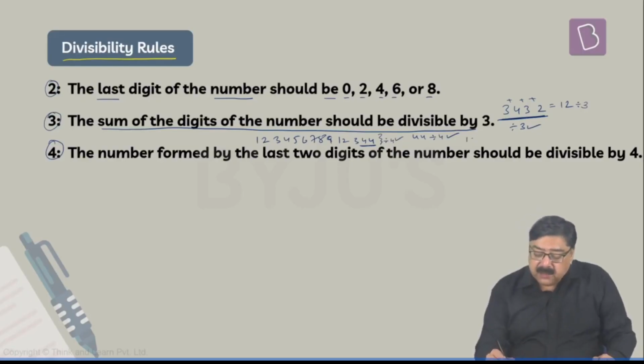I'll give you another number. 1, 2, 3, 4, 5, 6, 7, 8, 9, 0. Now, in the last two digits, what do you have? You have two zeros. So hence this complete number will be divisible by 4.